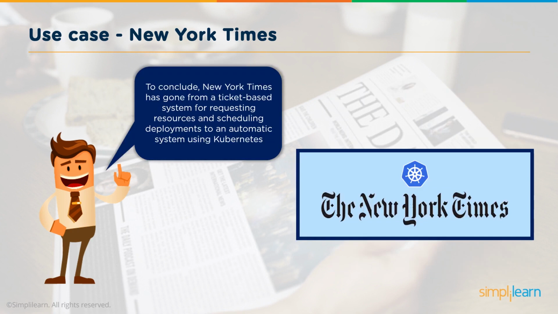So the fundamental end line for the New York Times is that by leveraging Kubernetes, they were able to automatically manage their deployments and scheduling of solutions instead of having to do solutions through a more traditional ticket-based system. It just really sped up the efficiency of the New York Times website.